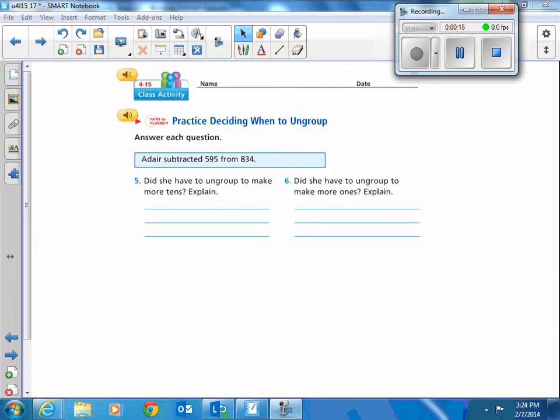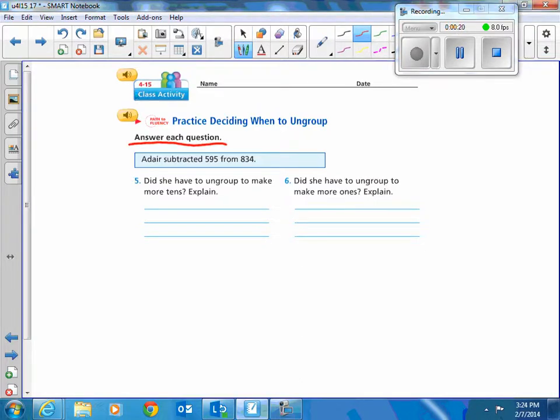Okay? So if we look at our directions first, it says answer each question. Those are pretty simple directions, aren't they? It doesn't say solve the problem, do this or that. It says just answer each question. So what you need to get into the habit of, boys and girls, is knowing how not only to answer the questions, but also how to show your work to help you answer the questions, so you can be thinking about the process while you're doing the work. Does that make sense? So let's look at the question.